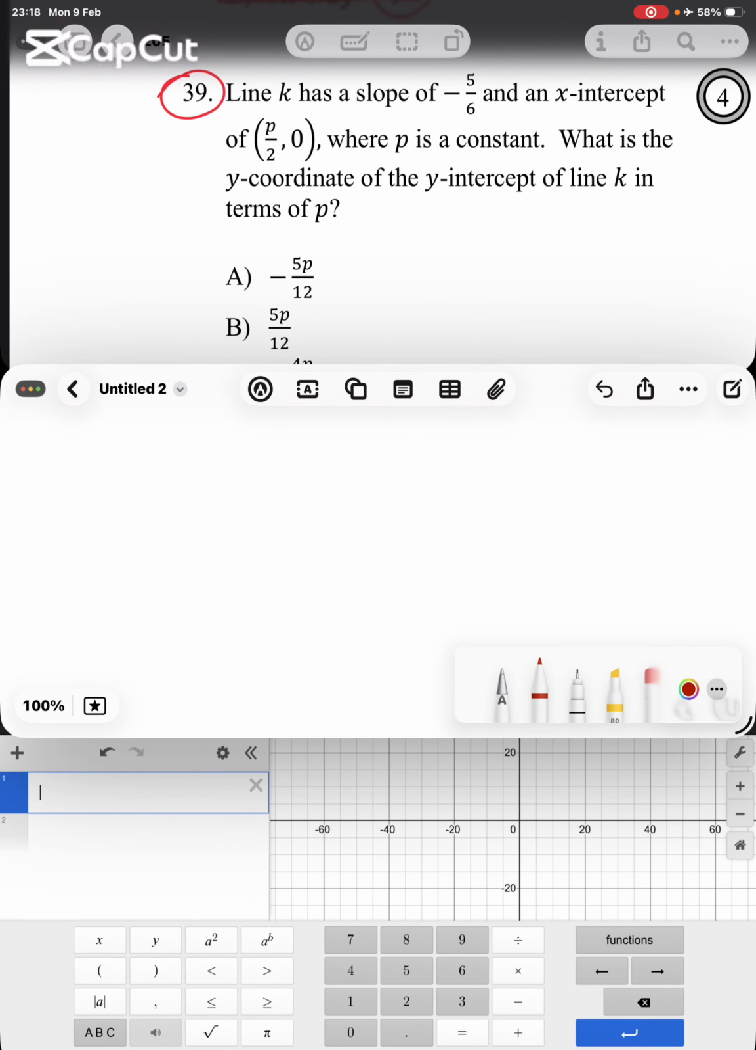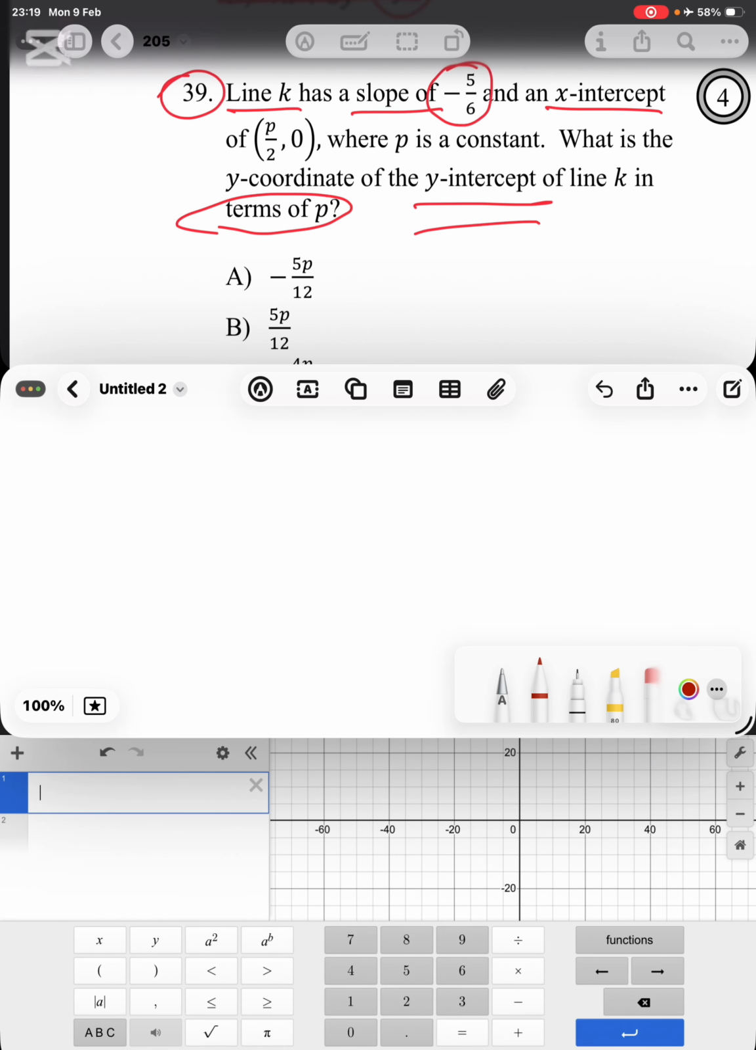So in this equation, we're given line k has a slope of minus 5 divided by 6, and we're given an x-intercept. And it says what? We have to find the y-intercept of line k, which is going to be connected to p.